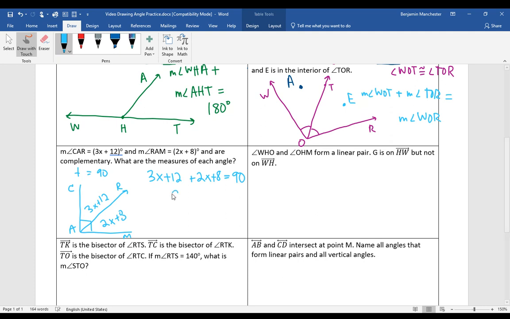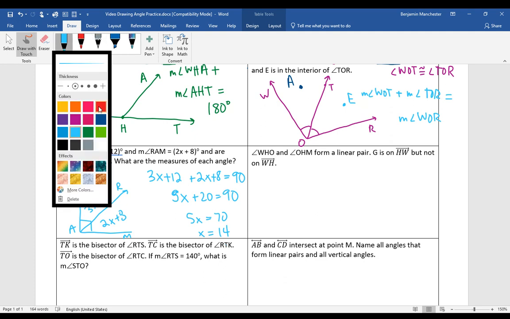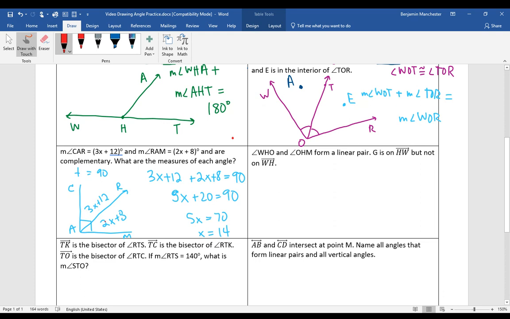So we solve this together. 3x and 2x is 5x equals plus 20. 12 and 8 is 20. So 5x equals 70. So x is 14. So if x is 14, what are the measures of the angles? So now we have to go back in and do a little bit of solving here, or multiplying. 2 times 14 is 28. 28 plus 8 is 36 degrees.